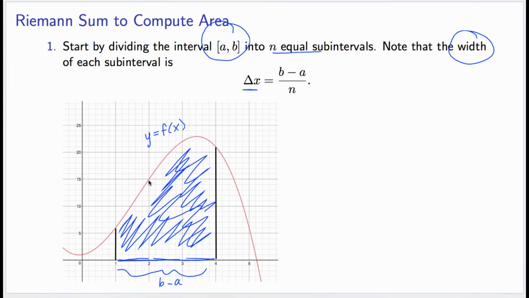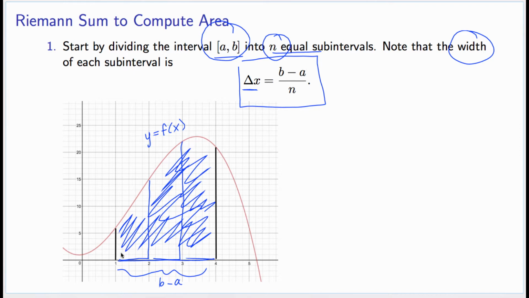So then the width of each one, if I did 3 subintervals, each one would have width 3 over 3, which is 1. If I did 6 subintervals, then they would all have 3 over 6, which is 1/2. If I did 12 subintervals, 3 over 12 is 1/4, etc. So in general, if you have n subintervals on the interval a to b, the width of each one is going to be b minus a over n.